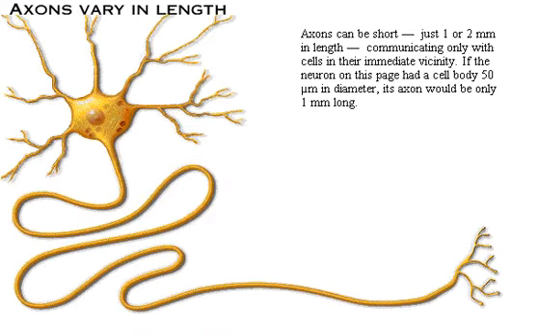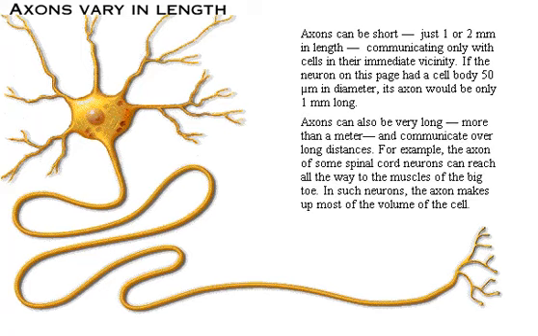Axons vary in length. They can be short, just 1 or 2 millimeters, communicating only with cells in their immediate vicinity. If the neuron on this page had a cell body 50 microns in diameter, its axon would be only 1 millimeter long. Axons can also be very long, more than a meter, and communicate over long distances.